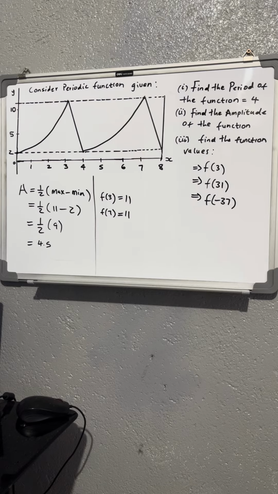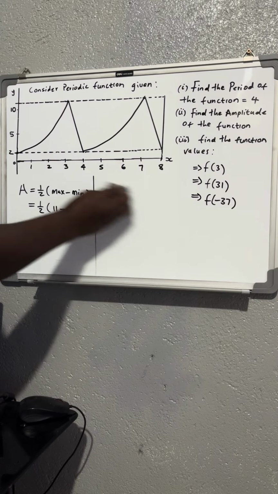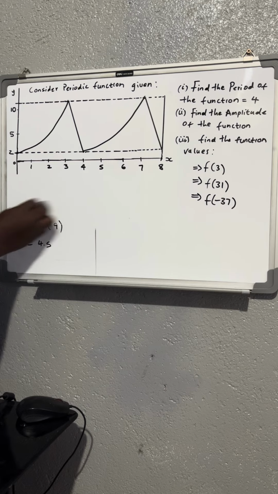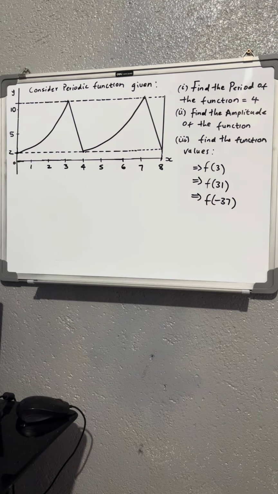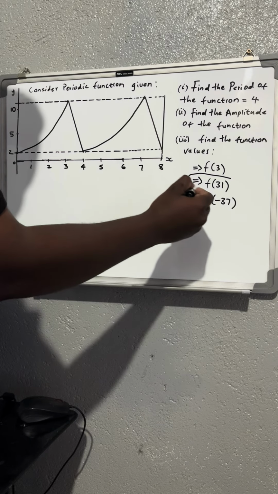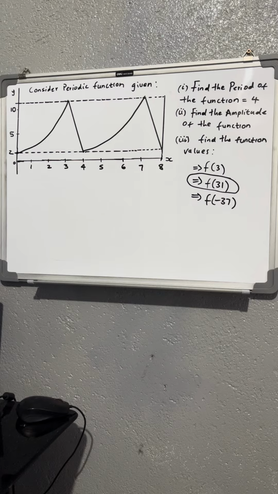Then now they tell you to find your f of 31. Because I don't have enough space, I'm just going to rub this one out and do the last two in the space that I have. So they tell us to find f of 31. Then how are we going to do this? We're going to do this using the help of our period.